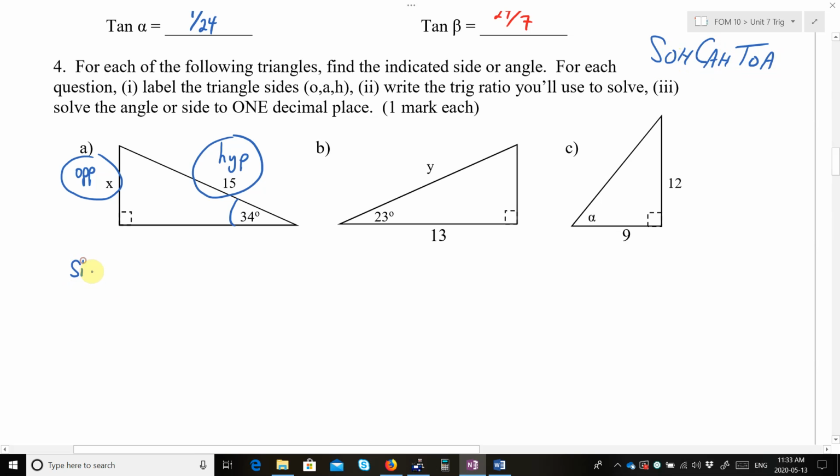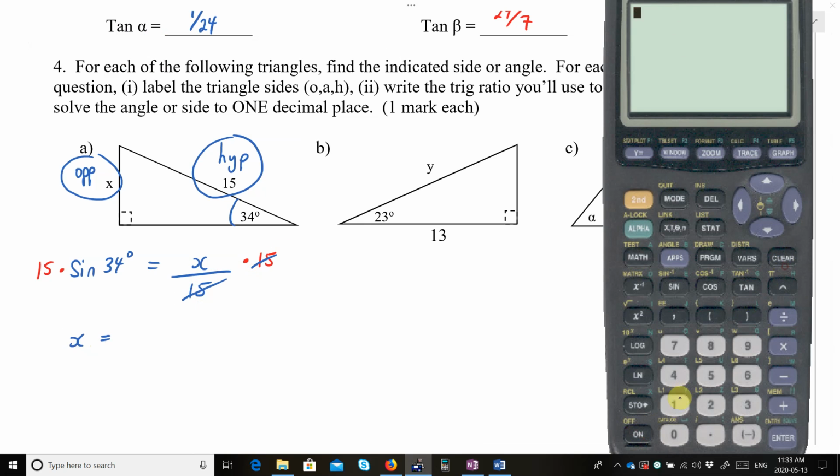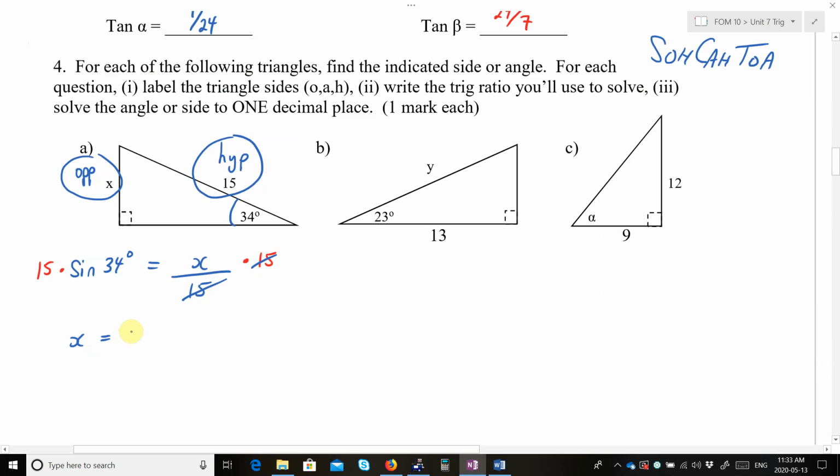That's sine. So I would simply go sine of 34 degrees is equal to x, the opposite, over hypotenuse, which is 15. To get x by itself, it's being divided by 15 right now, so we multiply both sides by 15. We end up getting x equals 15 times sine 34, and we get 8.4.